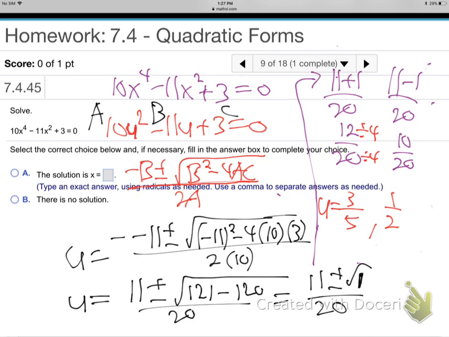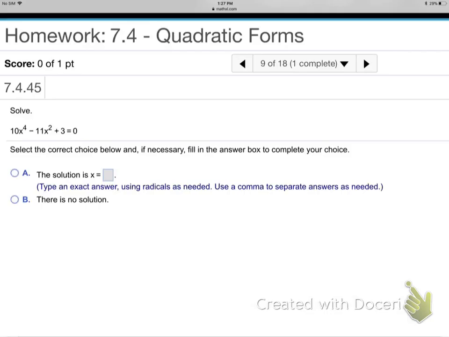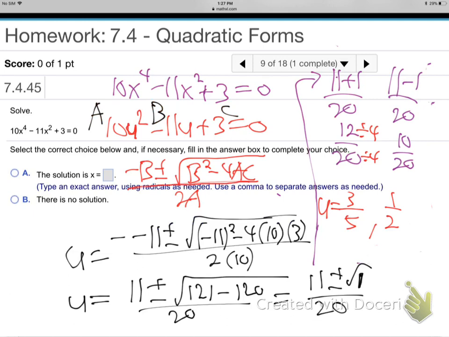That's what u equals. We got to go back to x, which was the original given letter. So we got u equals 3/5 and u equals a half, right? The two separate different answers, 3/5 and 1/2.